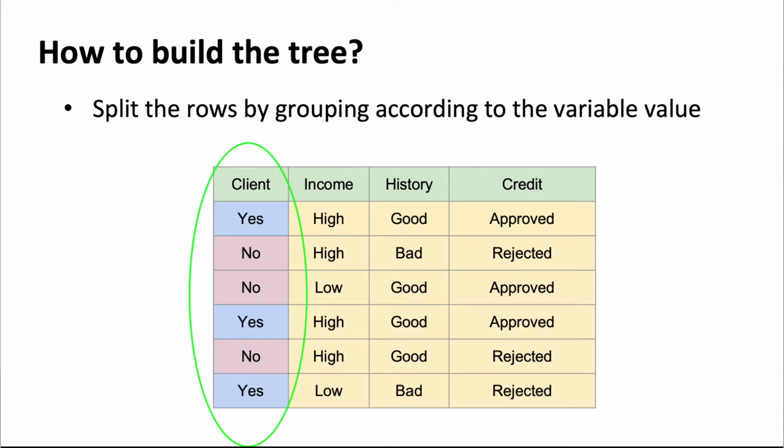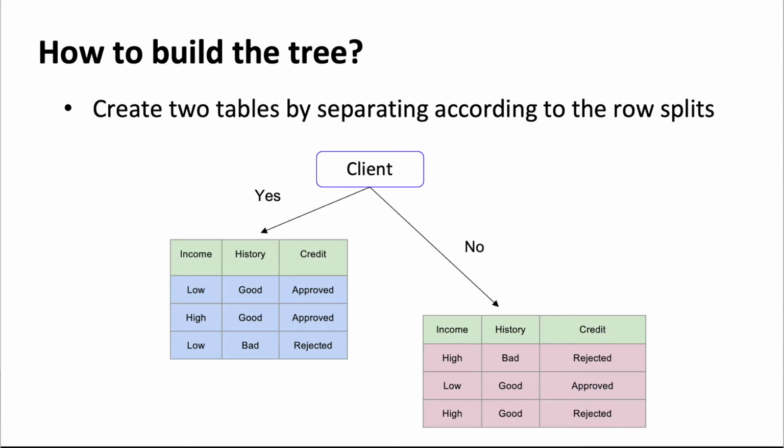So let's do that. Here we have the training set and we already identify the different rows according to the value that the variable client takes. So we split the rows according to those values, and then we separate it in two tables. So now we have the same tree, right? The ongoing tree that we are constructing.